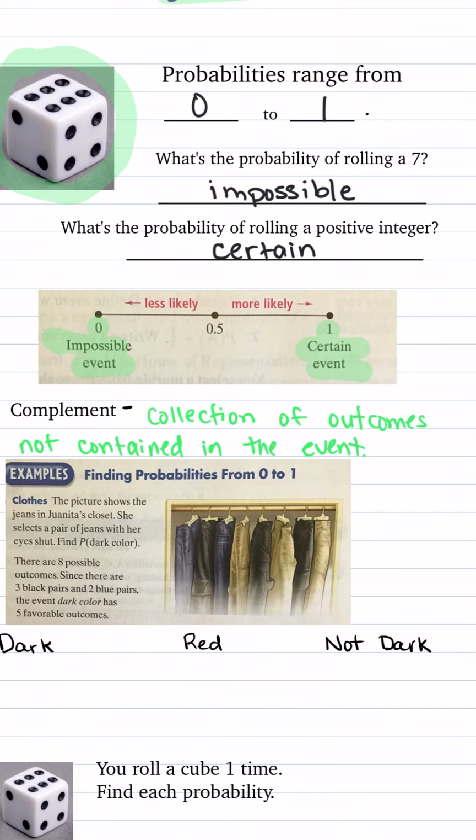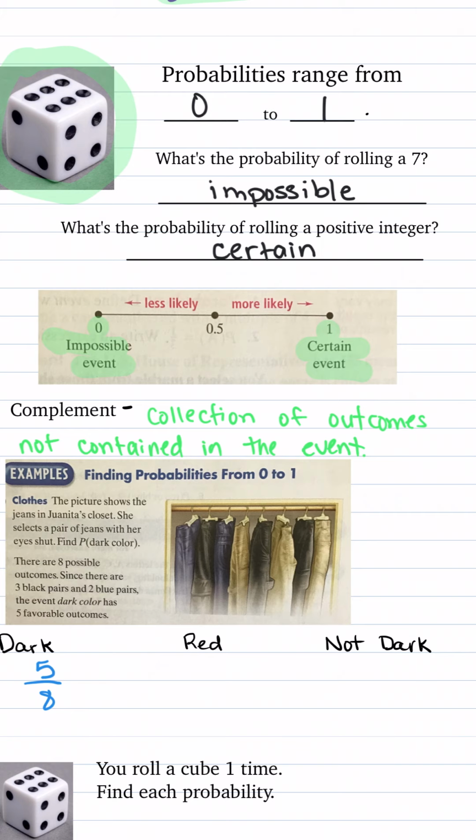So we have this clothes. The picture here shows jeans from Juanita's closet. She selects a pair of jeans with her eyes shut. So we want to find the chance that she's going to pick a dark color. So there are 8 possible choices. And since there's 3 black pair and 2 blue pair, the event of a dark color has 5 favorable outcomes. 5 out of 8.